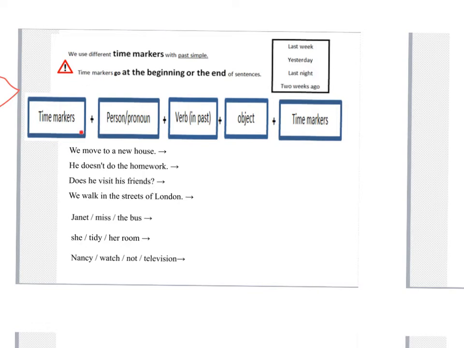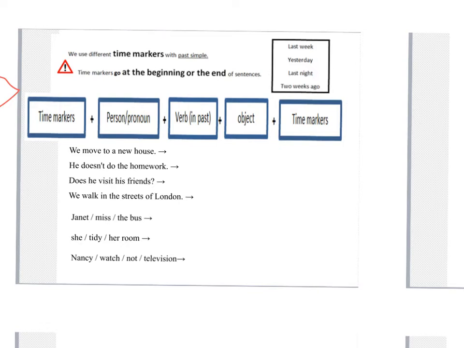You have here the order. So it would be the time marker, the person or the pronoun, the verb in the past, the object, and the time marker again. If you put the time marker at the beginning, you shouldn't write it at the end. So you only write it once.